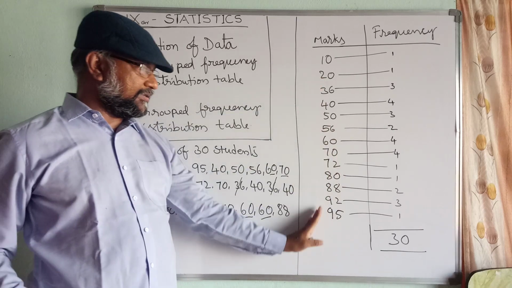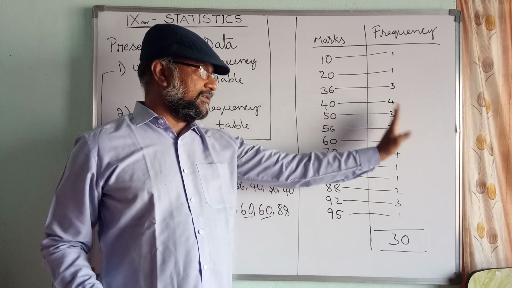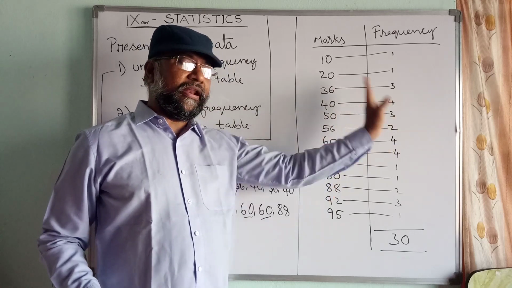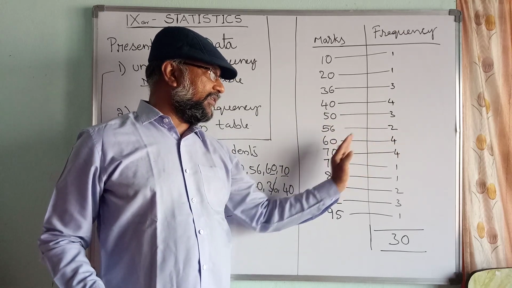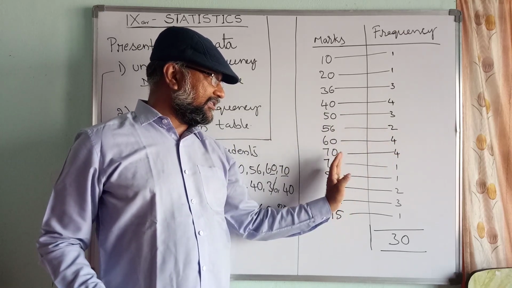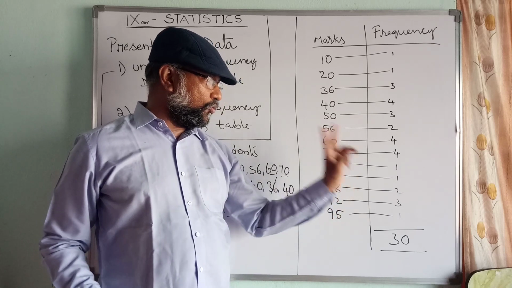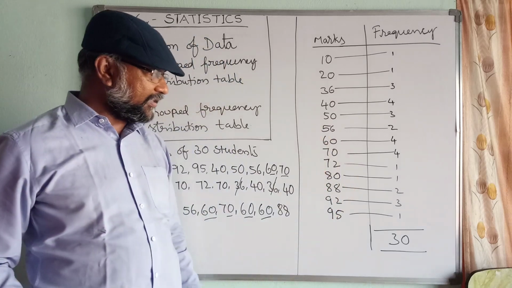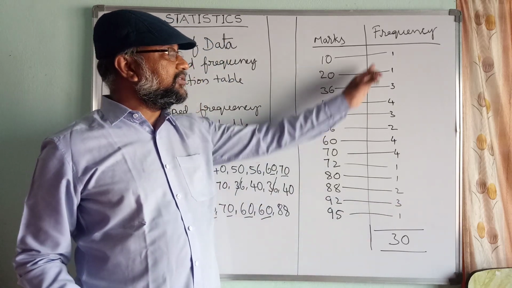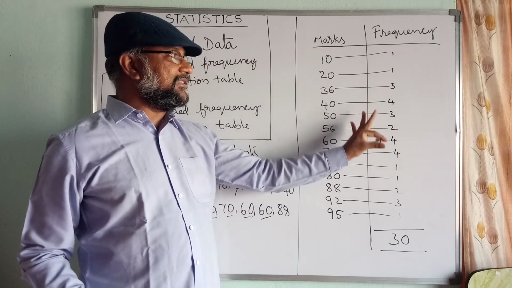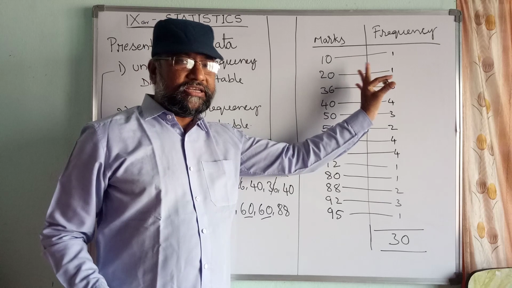These are the marks, these are the frequencies. The frequency is the number of times repeated. So 60 repeated 4 times, 70 repeated 4 times, 72 happened one time, 88 repeated 2 times, 92 repeated 3 times. Likewise, we can calculate. This is called the ungrouped frequency distribution table.